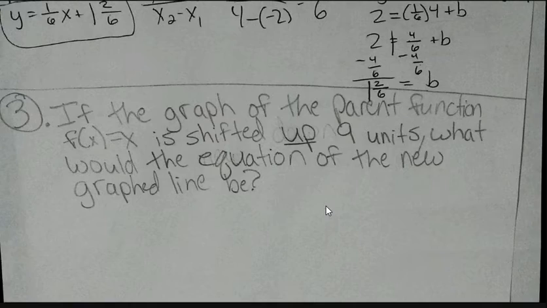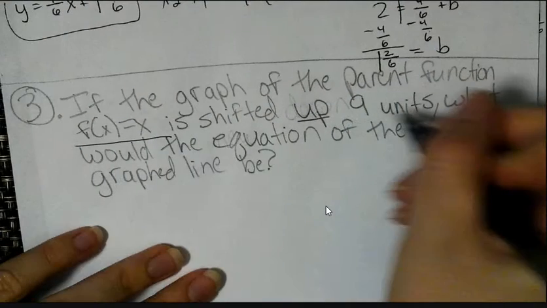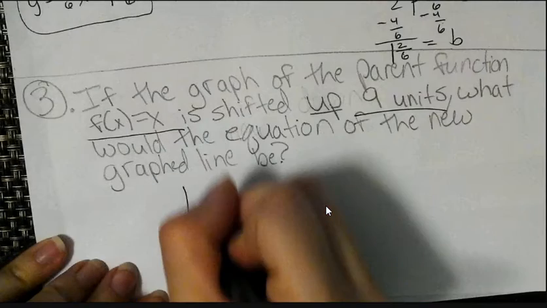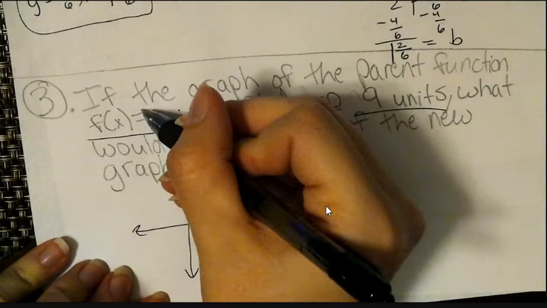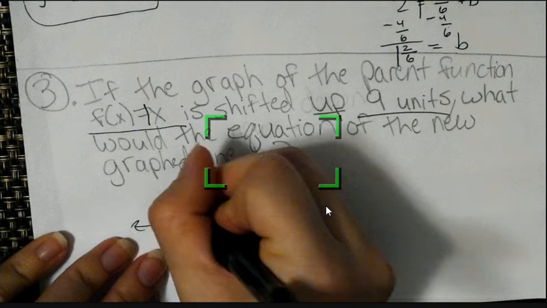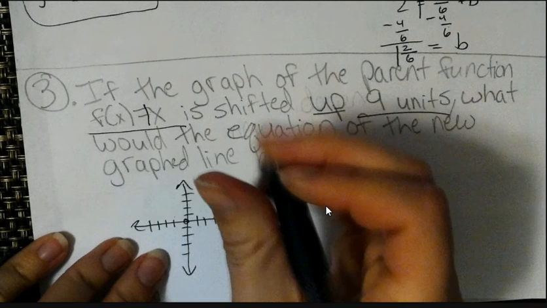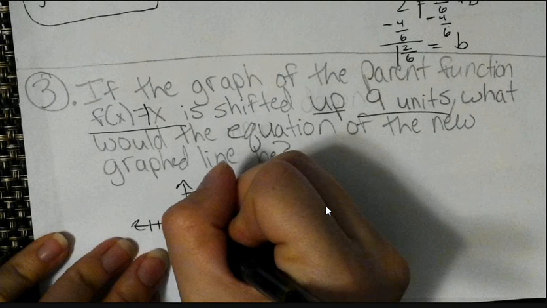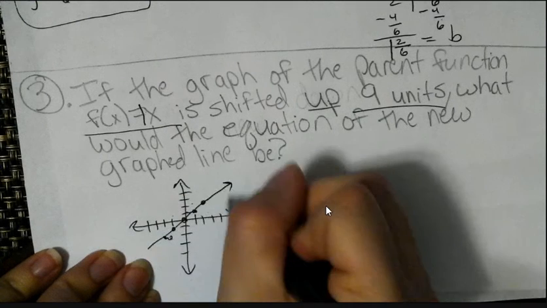Okay, now this one. If the graph of the parent function f of x equals x is shifted up 9 units, what would the equation of the new graph line be? So f of x equals x has a slope of 1 and a y-intercept of 0. So it starts here. And then it goes up 1, over 1, up 1, over 1, down 1, over 1, down 1, over 1. Okay, and it looks like that.